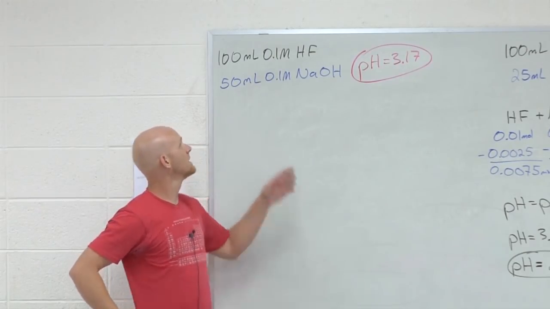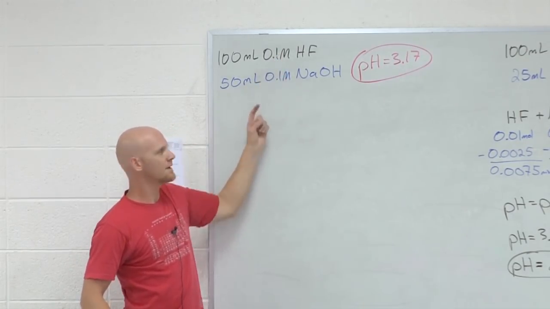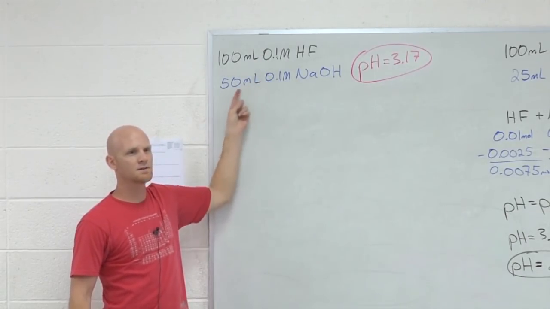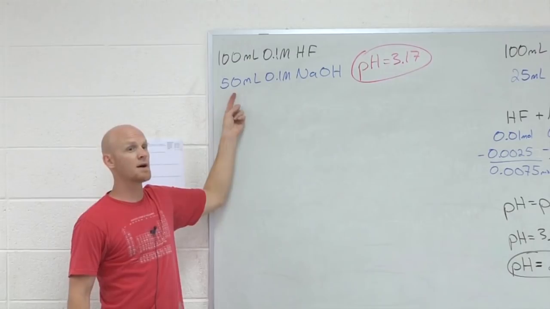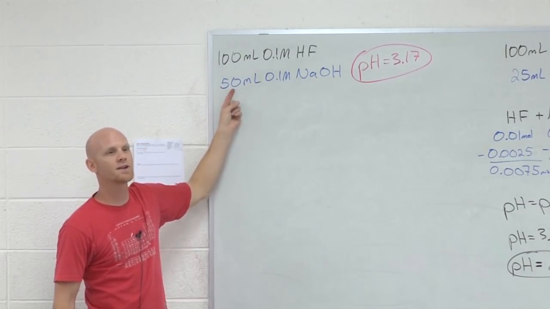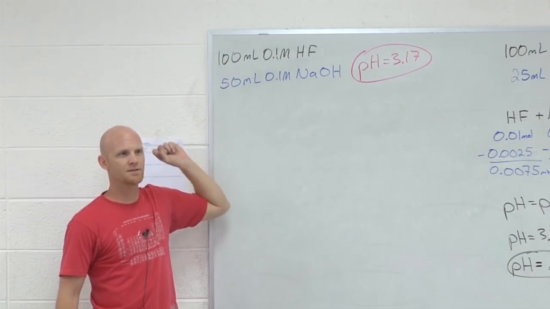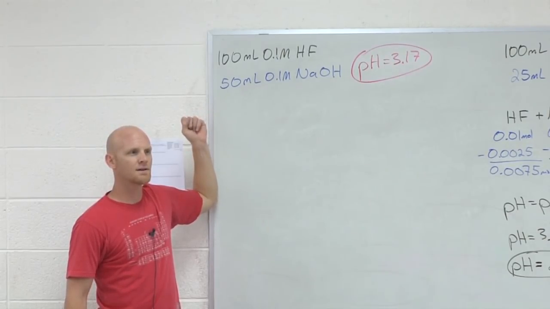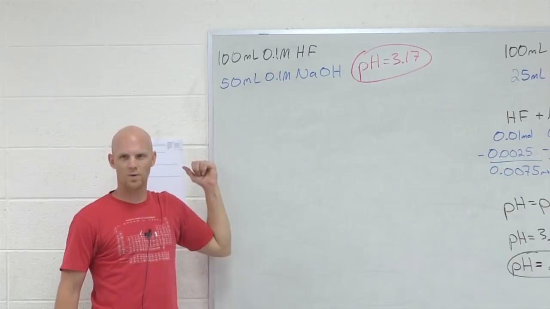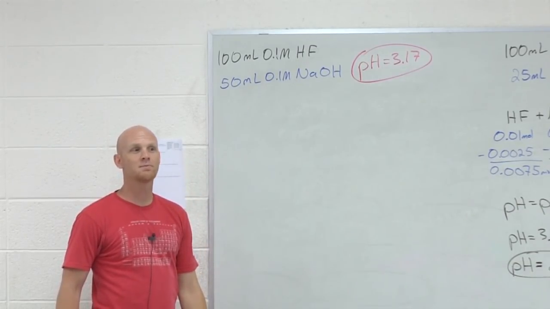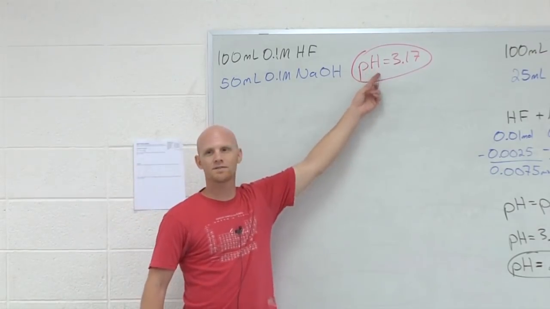Good. If you notice, they're the same molarity. How many milliliters of NaOH would I have to add to get to the equivalence point if they're the same molarity? The same amount. It's a 1-to-1 ratio, so if they're the same molarity, I'd have to add 100 milliliters of NaOH to neutralize it completely, which means I've added exactly half. Where am I at in a titration? The half equivalence point. What's true at the half equivalence point? pH equals pKa, which is 3.17.